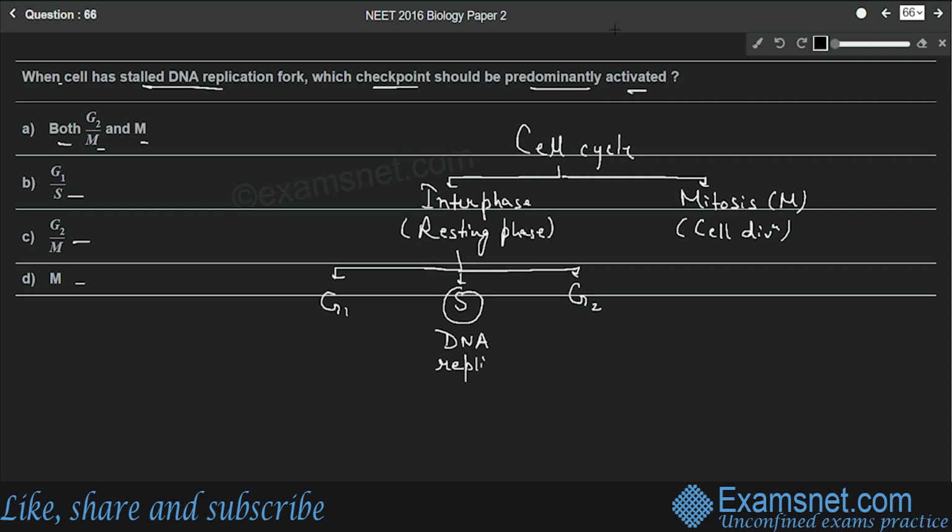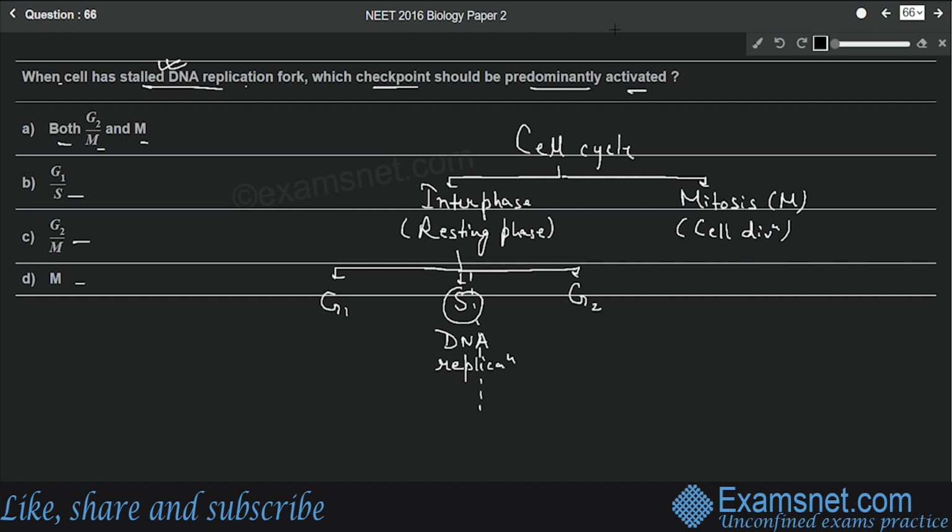DNA replication. Now the question says that the cell has stalled DNA replication fork. Stalled means stopped working. So this means that the process of cell division has stopped during this S phase.